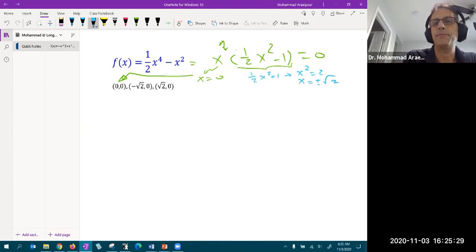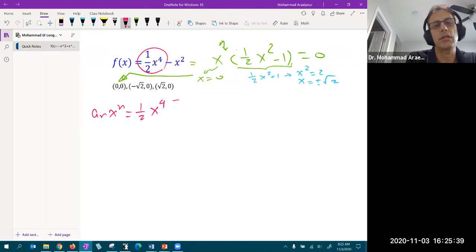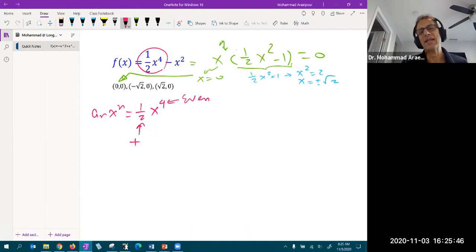Now, what is that? The end behavior: x sub n equals 1/2 x to the power of 4. So this is even, everybody, and this is what? Positive. So that looks like x squared. That's really the idea behind this. I hope everybody's comfortable with that.